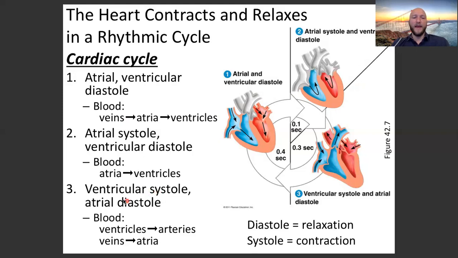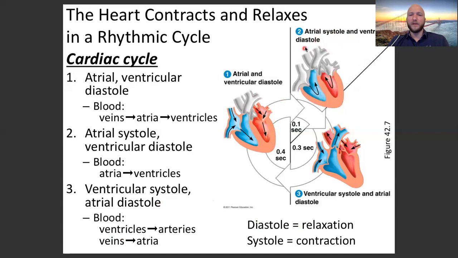We then have atrial diastole, so the atria relax, and the ventricle contracts. When the ventricle contracts, it's going to push blood from our ventricle into our arteries. Now, also while that's happening, blood is passively flowing from the veins to the atria. So diastole, relaxation, systole, contraction. So right here, atrial systole, ventricular diastole.